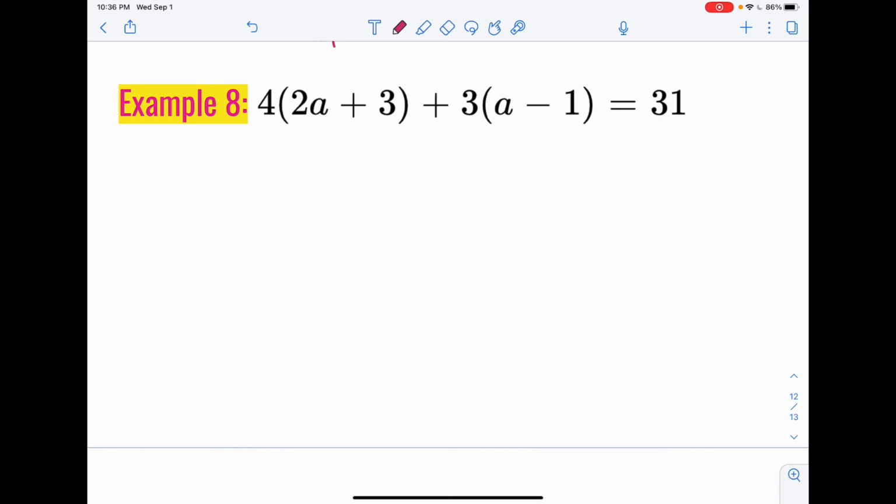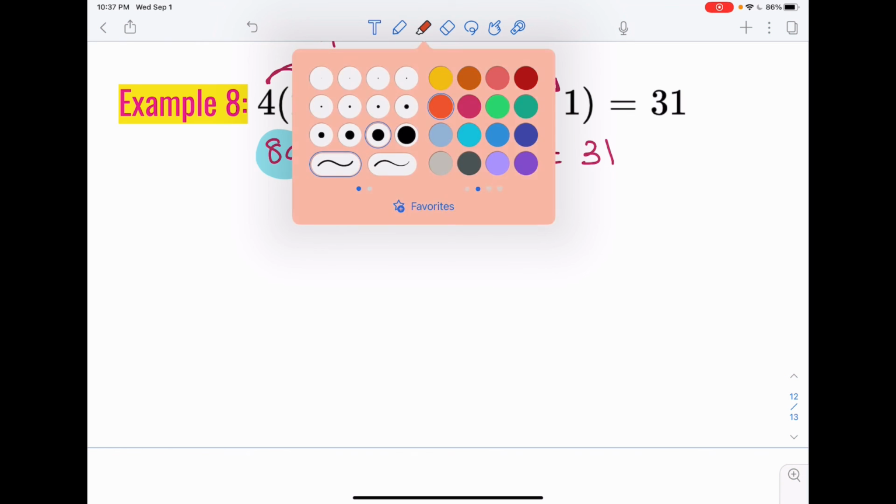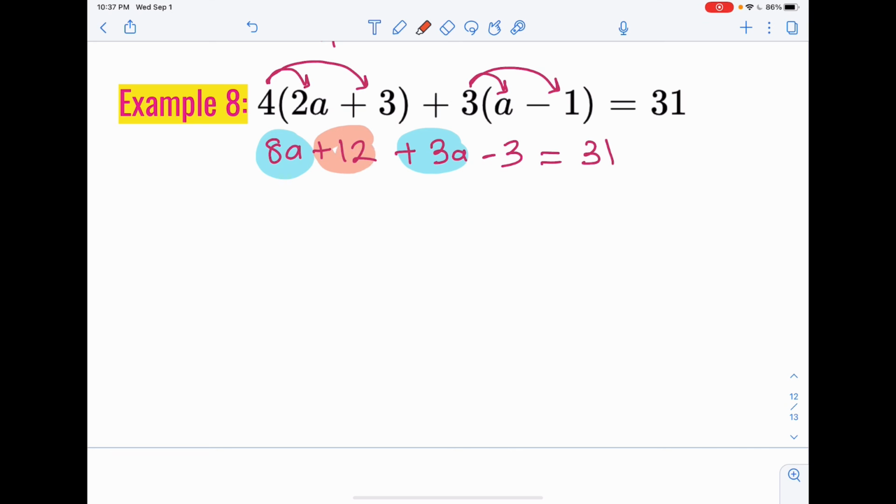Okay, last question. Let's start with distributing. Distribute 4 over 2a and 4 also over 3, and then distribute 3 over a and negative 1. Then we have 4 times 2a, which is 8a, plus 4 times 3, which is 12. And then we have 3 times a, which is 3a. 3 times negative 1 will be negative 3, and then we have 31 on the other side. And then let's circle like terms. We have positive 8a, we have positive 3a, and then also we have constant 12 here, and we have the other constant, negative 3 here.